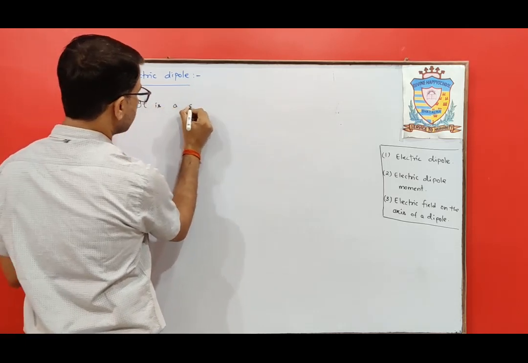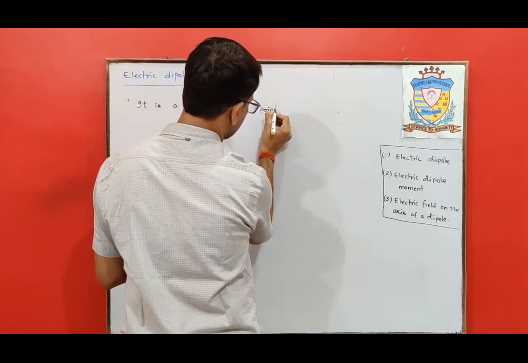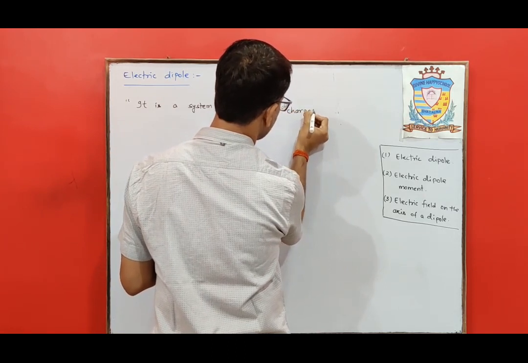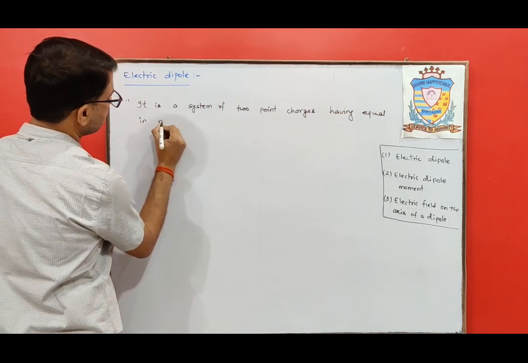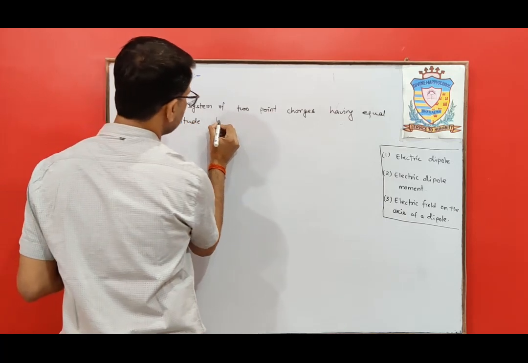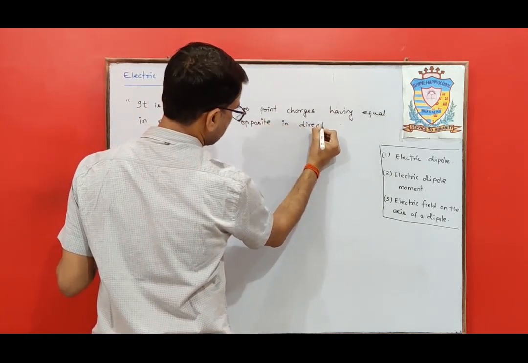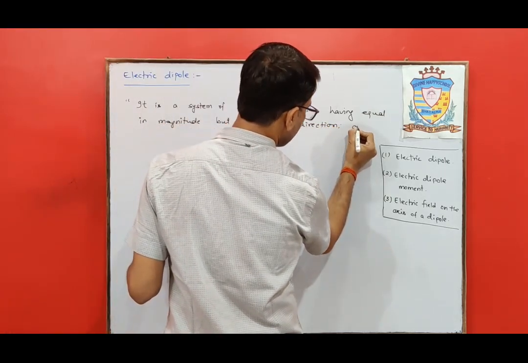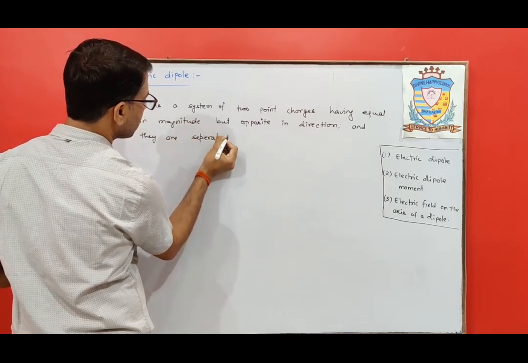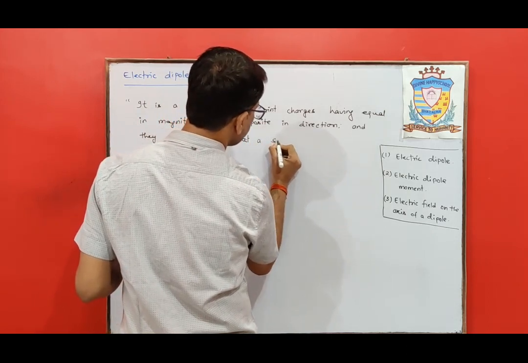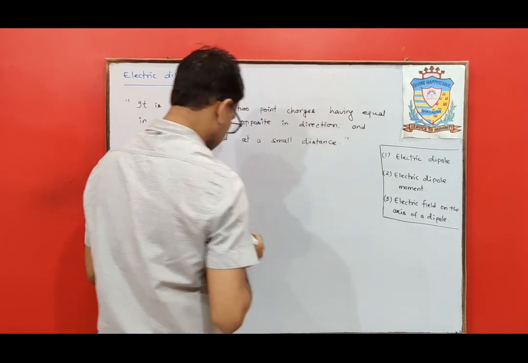It is a system of two point charges having equal magnitude but opposite in direction, and they are separated at a small distance or at a finite distance. Clear?